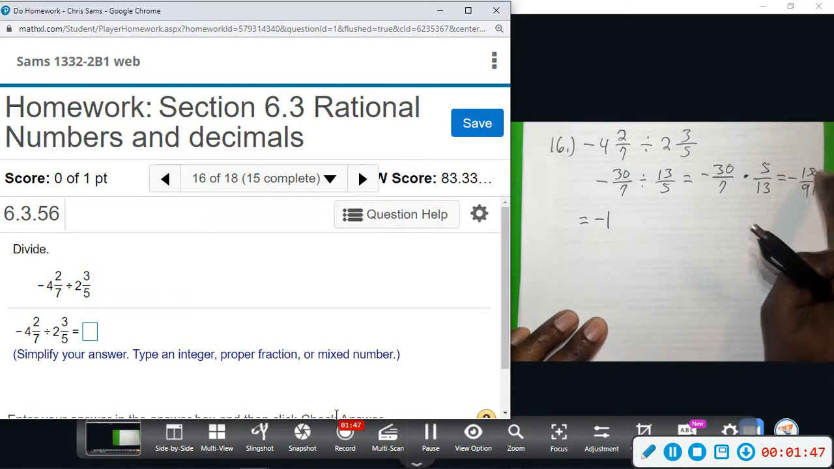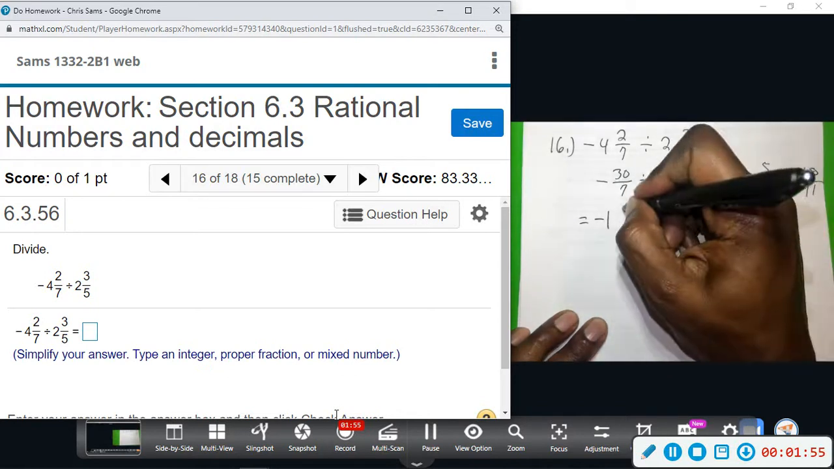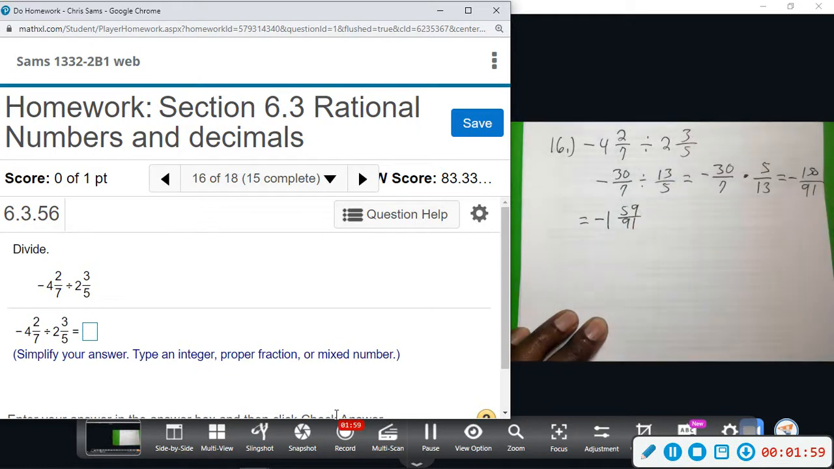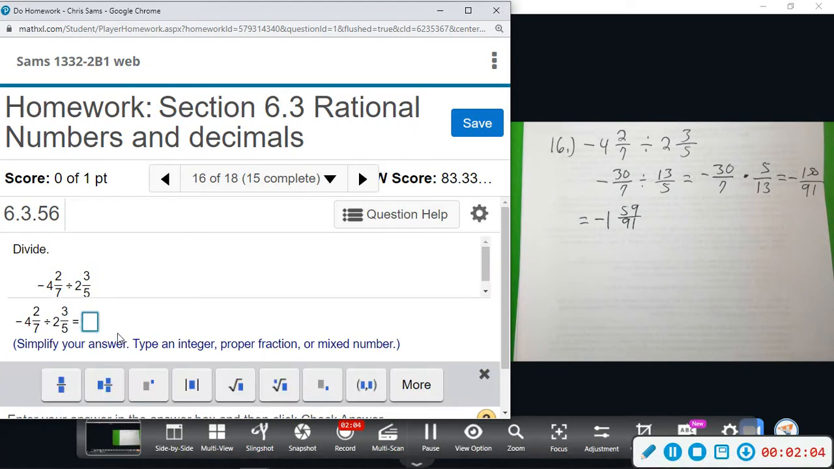And if we subtract 91 from 150, that should leave us with, if it was 90, that would be 60, so 59/91. So -1 and 59/91. And I cannot forget my negative sign. Make sure that's negative.